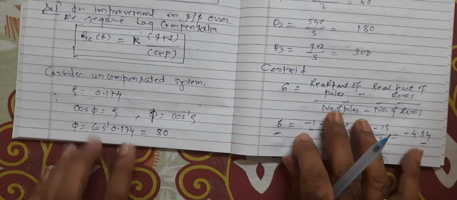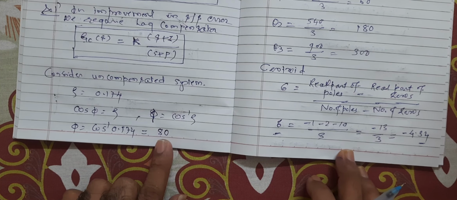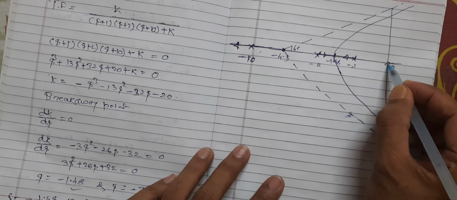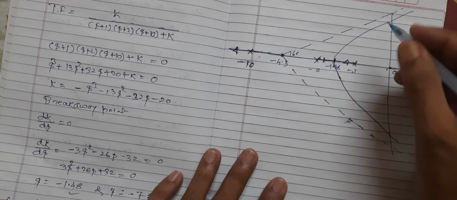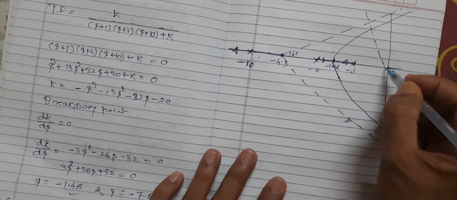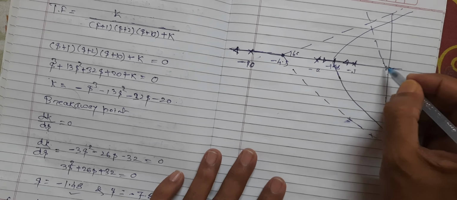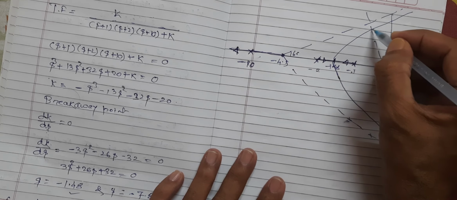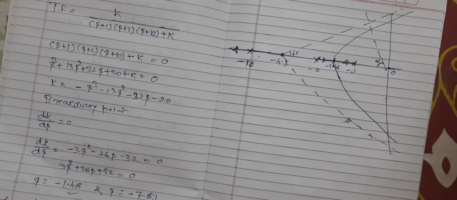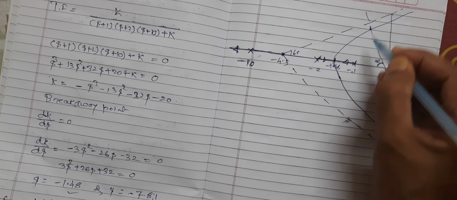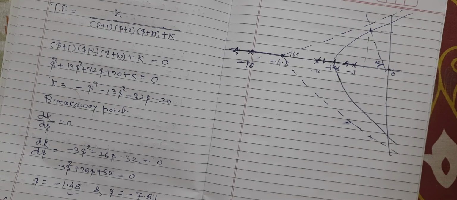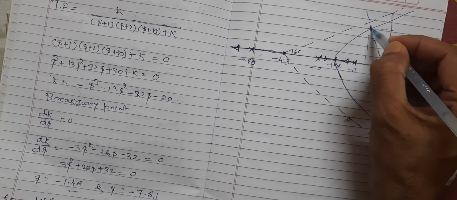we have calculated the angle phi. Phi is equal to how much? 80 degrees. So from the origin we have to draw the angle here, at an angle of 80 degrees. So this point we have to calculate. Now how to find out this point?